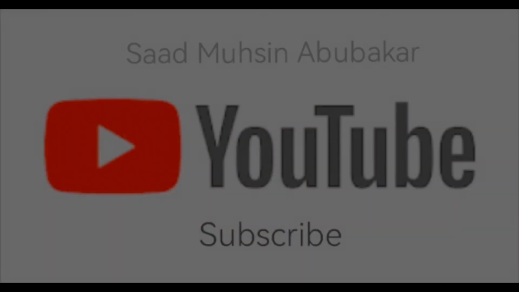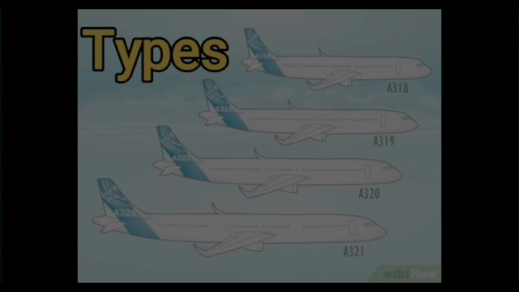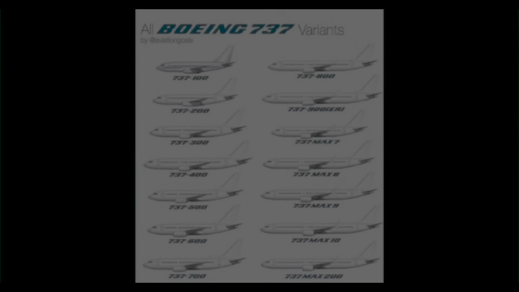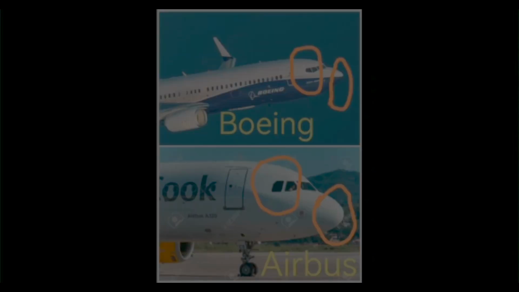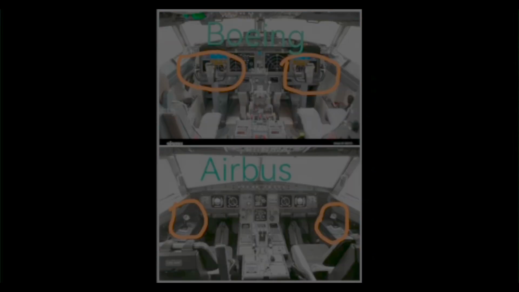Hello there everyone, welcome to Saad Abubakar again. We are going to talk about the difference between Airbus and Boeing. First, we have the A320, and we have the different types of the A320, and now we have the 737, and we have the different types of the 737. You have the difference in tail, how to identify them by tail, how to identify them by nose, and how to identify them by cockpit, like different sticks.